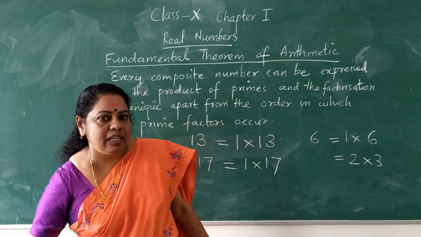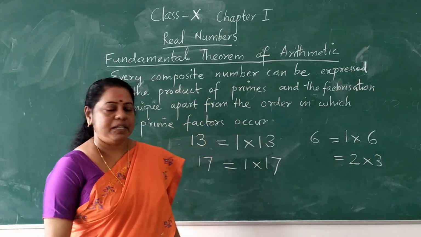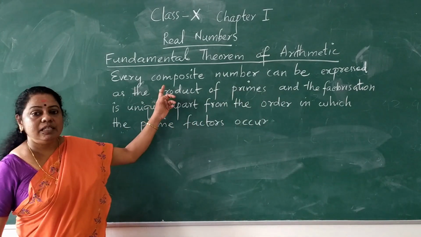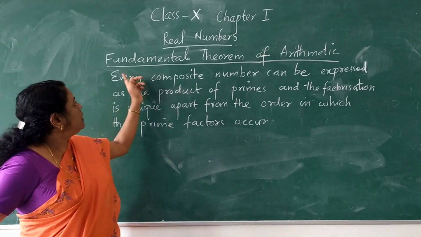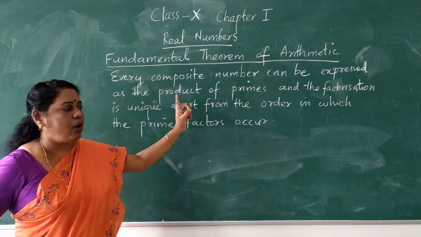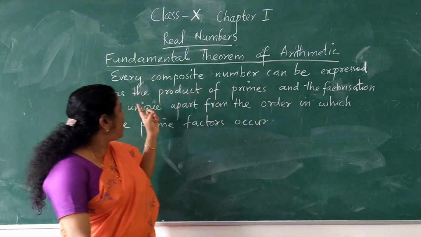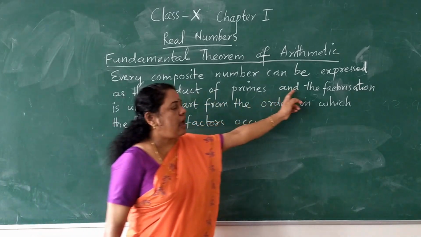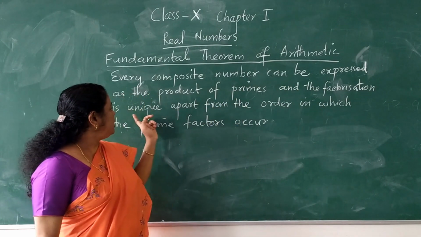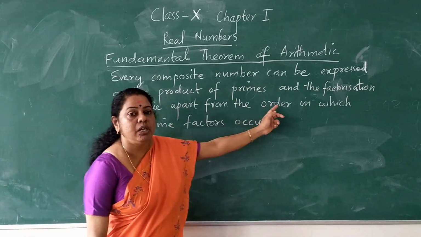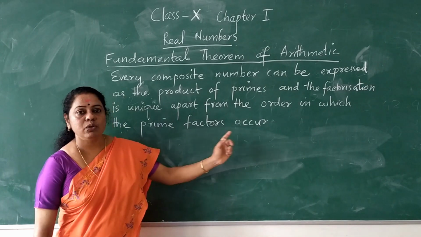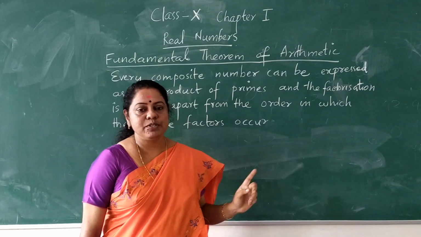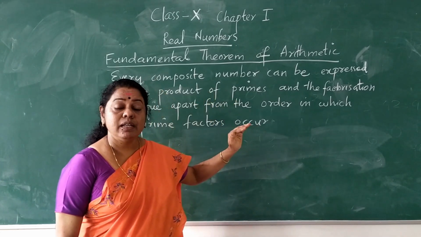Now we can come to the theorem, that is the fundamental theorem of arithmetic. See the statement of the theorem. Every composite number can be expressed as the product of primes, and that factorization is unique, apart from the order in which the prime factors occur. Okay. Now, first I shall show the statement by taking an example.